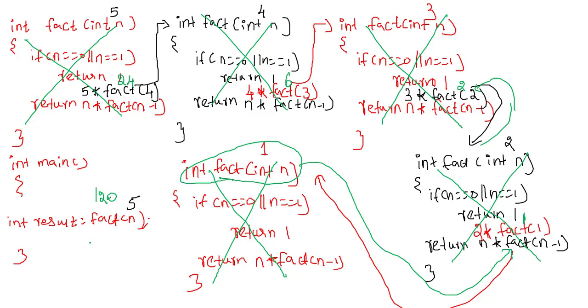Now let's discuss the base condition and the recursive condition. What is the use of the base condition? The base condition helps us stop the recursion. In this case, when the value of n is equal to 1, I am stopping the recursion. What is the use of the recursive condition? It keeps on calling the function. One by one, it calls factorial of 5, factorial of 4, factorial of 3, factorial of 2, factorial of 1. Then it returns the value. This is how recursion works.